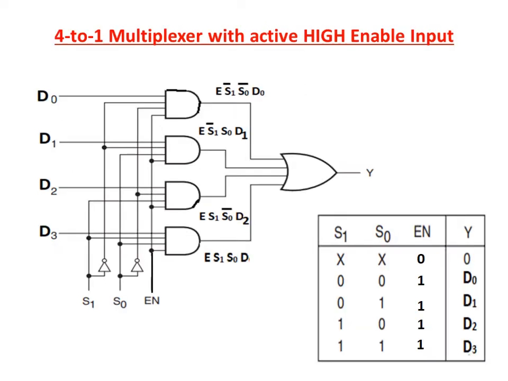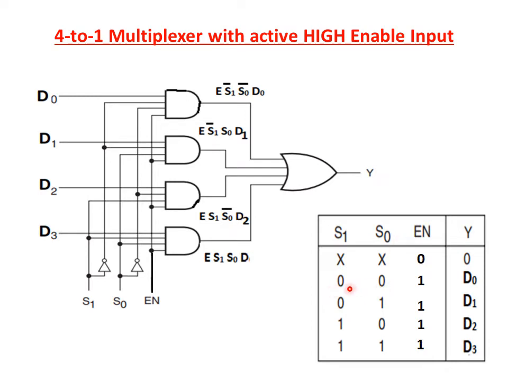The 4 to 1 multiplexer with active high enable input. So first let's see the function table. In this function table, whatever the combination available in the selection lines, the multiplexer is deactivated when enable is 0. When enable is 1, the multiplexer is in normal working mode. So the enable input should be high to make the multiplexer work in normal mode.